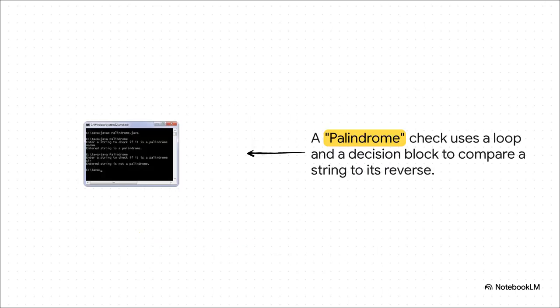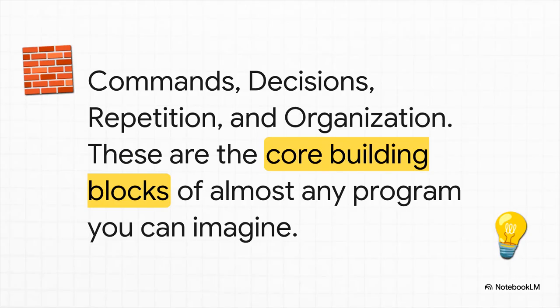And it is the exact same pattern here for checking if a word is a palindrome. You know, a word that reads the same forwards and backwards, like madam or racecar. How does the code figure this out? It's not magic. It just uses a loop to create a backwards version of the word, and then an if-else block to see if the original and the reversed versions are the same. Simple blocks, powerful result.